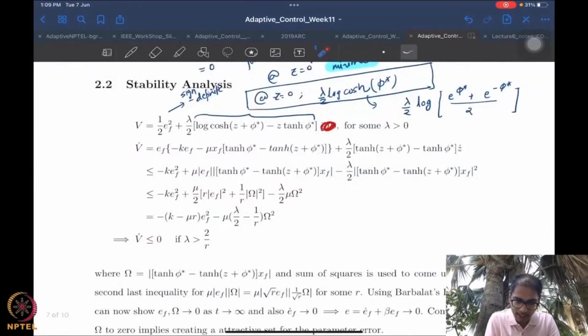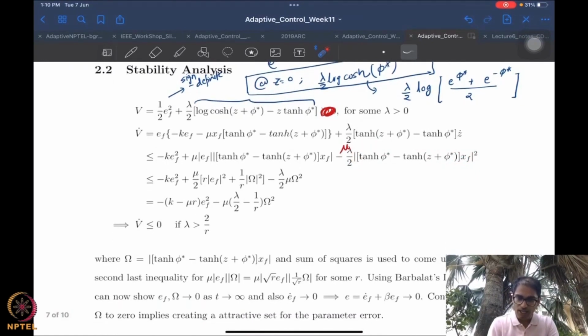And so what you will have is a mu lambda by 2 tan hyperbolic phi star minus tan hyperbolic z plus phi star times xf squared, and this is also squared here. The square is on this whole term. Okay, so now you see I have nice negative definite terms, minus kef squares, and I also have a square term here in xf times tan hyperbolic phi star minus tan hyperbolic z plus phi star.